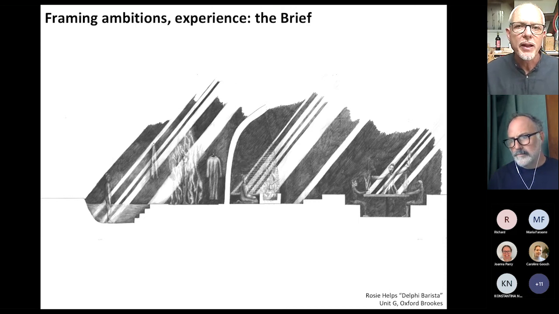And framing that brief in a clear, preferably graphic way allows you to explore and discuss that with everybody else involved in the project, to hone it and take it forward. And it gives us the thing that we can test our ideas against, and we can gauge the success of what we design against it.